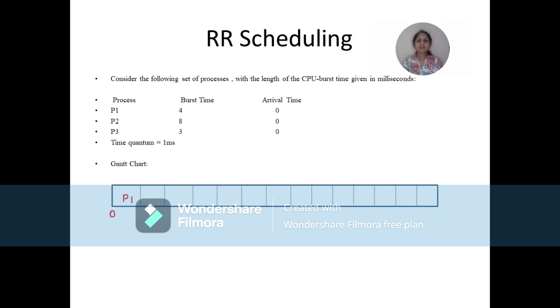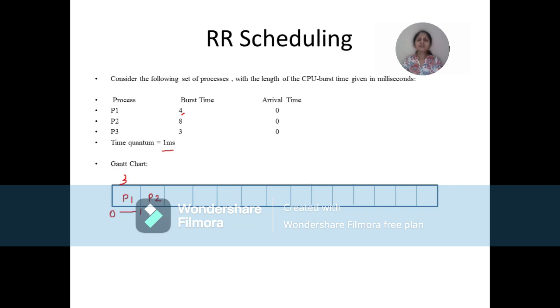What is the time quantum? Time quantum is 1 millisecond. That means after 1 millisecond, P1 will be put out of the CPU and the next process, that is process P2, gets a chance. Now if you see the burst time of P1, what was the burst time? 4. Out of this 4, P1 got executed for 1 unit. So what is the remaining time of P1? Still it has 3 milliseconds to fully get executed, right?